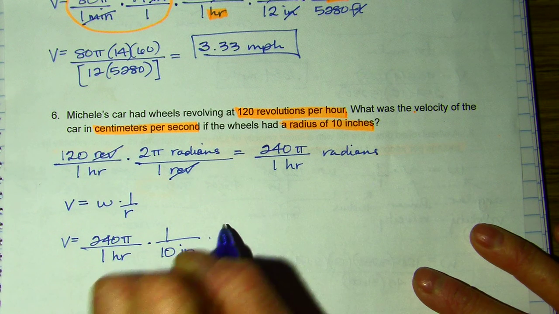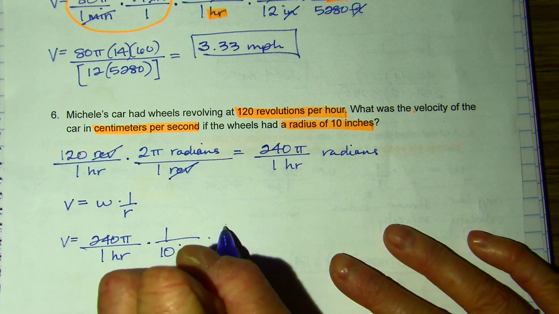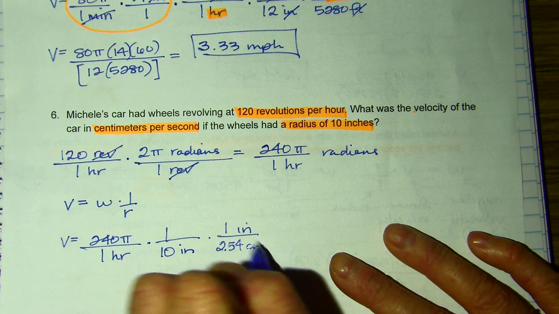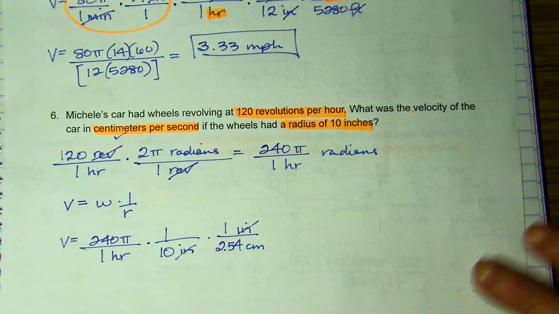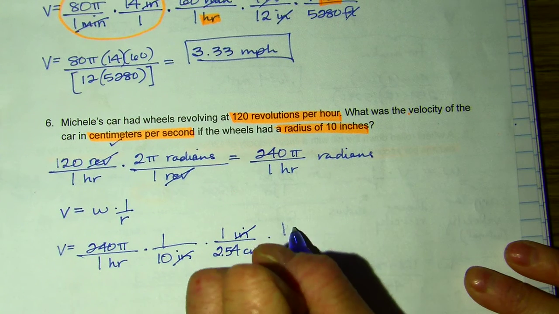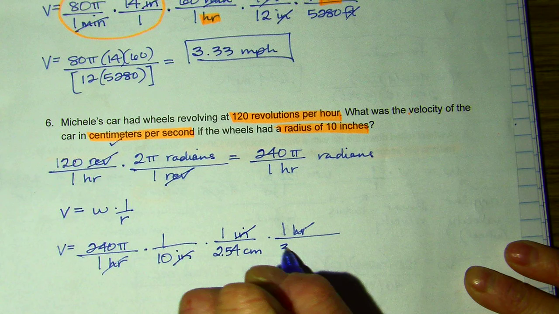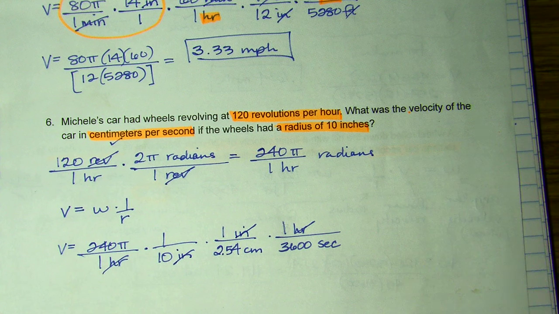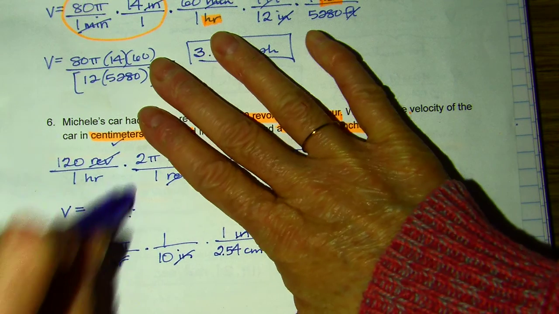I know that 1 inch is 2.54 centimeters. Right, so I've got my centimeters. Now I need to do seconds that are 1 hour. So there goes hour. It is 3,600 seconds. And that's it, right? I have centimeters per second. Did I mess this up? Yes, this should just be R.